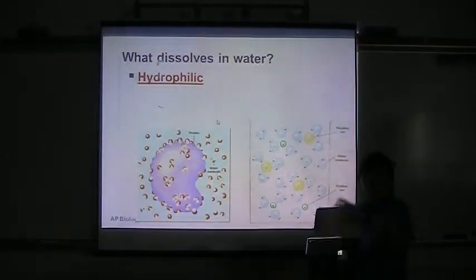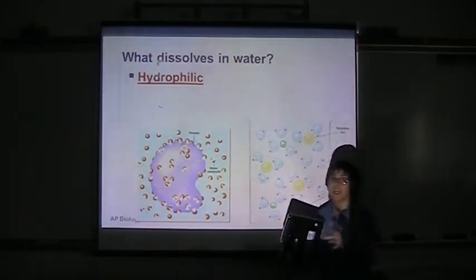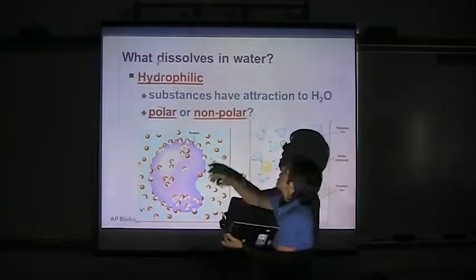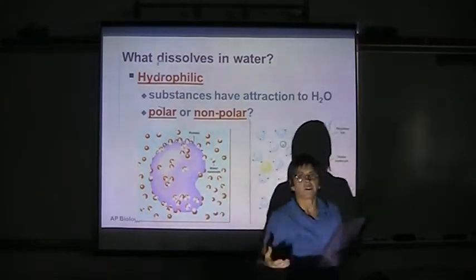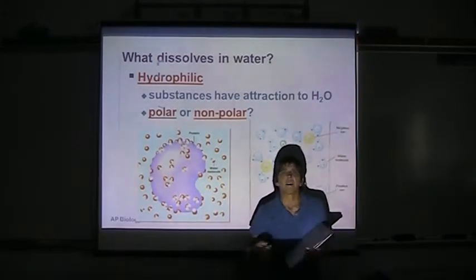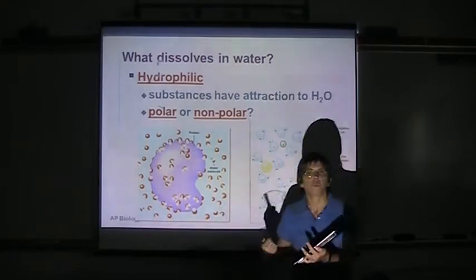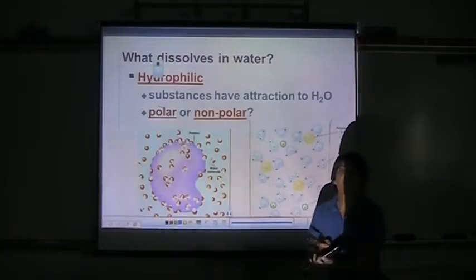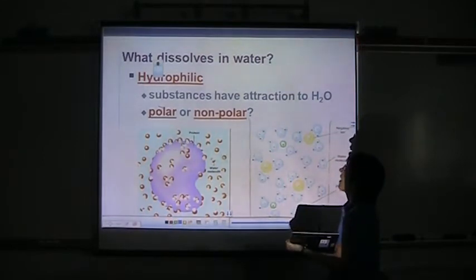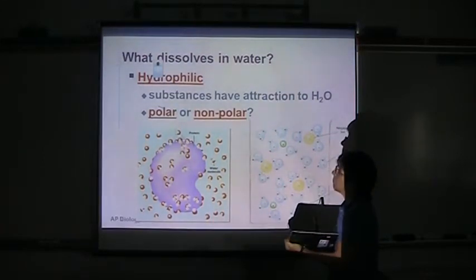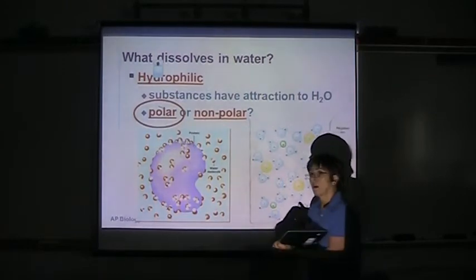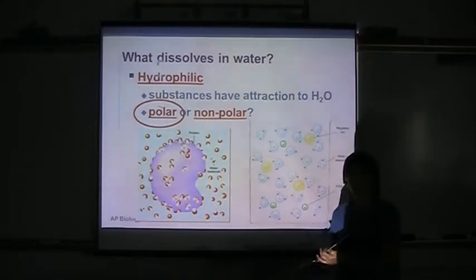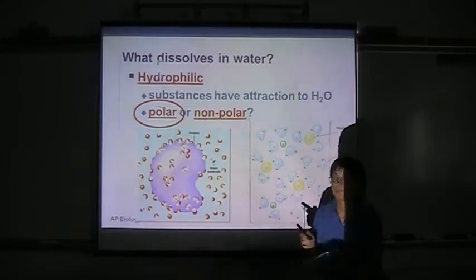Now, let's introduce a couple new words, hydrophilic and hydrophobic. So hydrophilic means hydro, that you like water. If water is polar, what is water going to be attracted to and be able to interact with? Water is going to be able to interact with other molecules that are polar. So any polar substance is going to be hydrophilic. Salt.